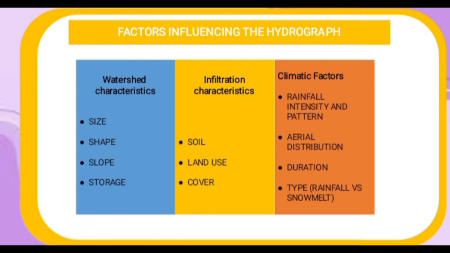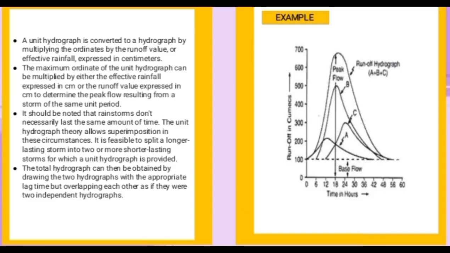Now, a unit hydrograph is converted to a hydrograph by multiplying the coordinates by the runoff value or effective rainfall expressed in centimeters. The maximum ordinate of the unit hydrograph can be multiplied by either the effective rainfall expressed in centimeters or the runoff value expressed in centimeters to determine the peak flow resulting from a storm of the same unit period. It should be noted that rainstorms don't necessarily last the same amount of time.